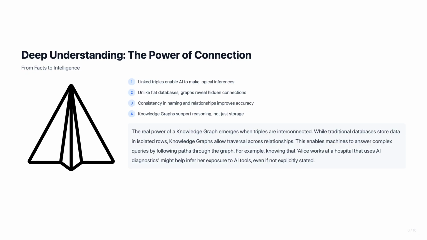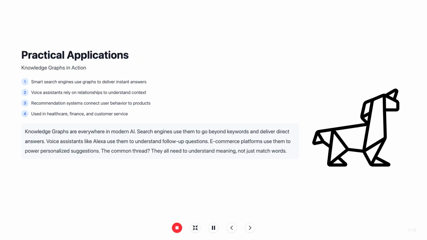Think of it like giving someone directions. If street names keep changing, they'll get lost. But with clear, consistent labels, they can navigate smoothly. So, a high quality knowledge graph doesn't just have more data, it has better connected, well structured data that supports true reasoning. Let's now see how knowledge graphs power real world AI tools you use every day.